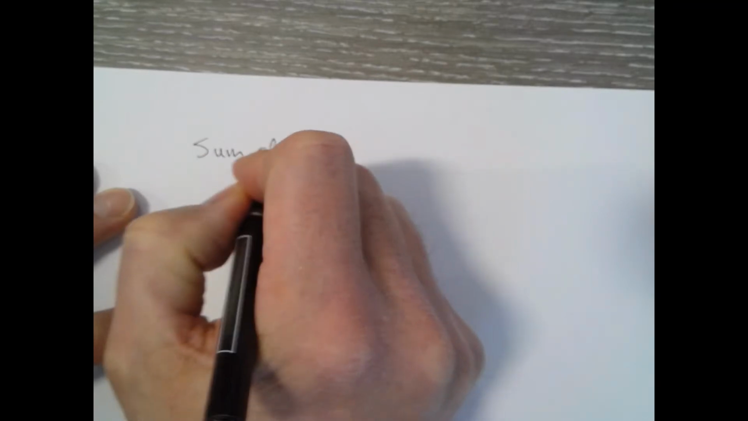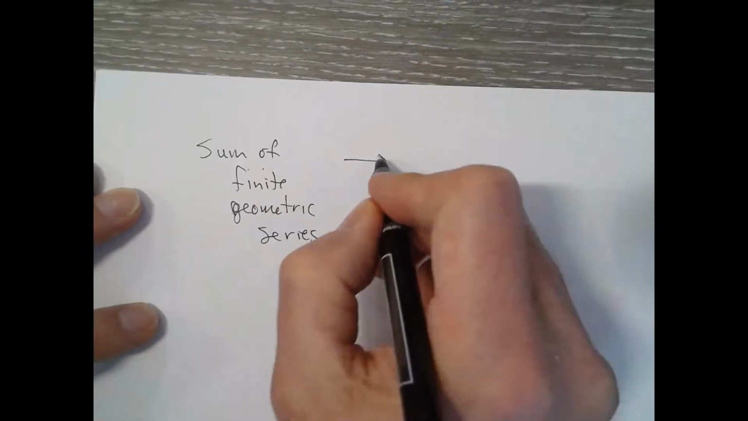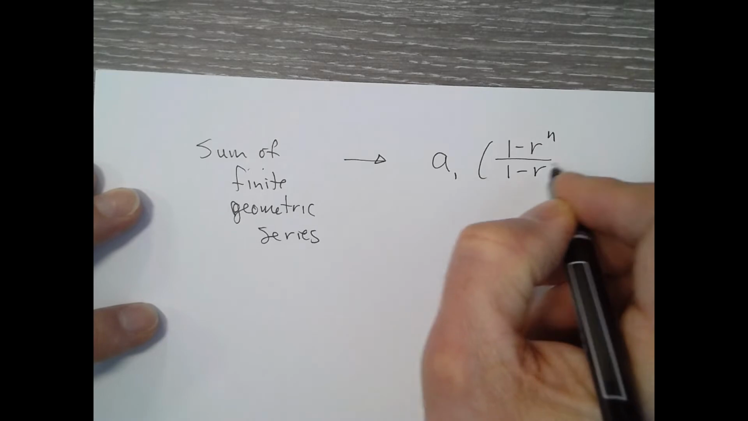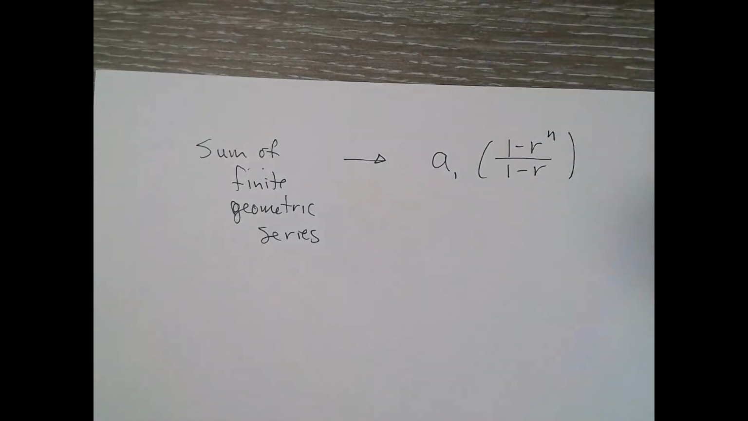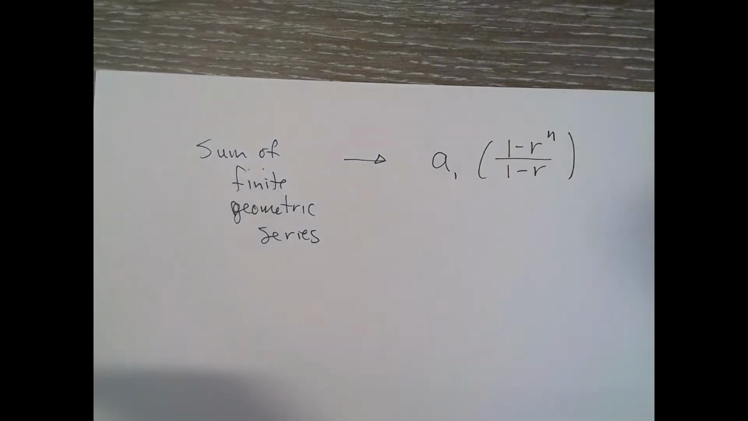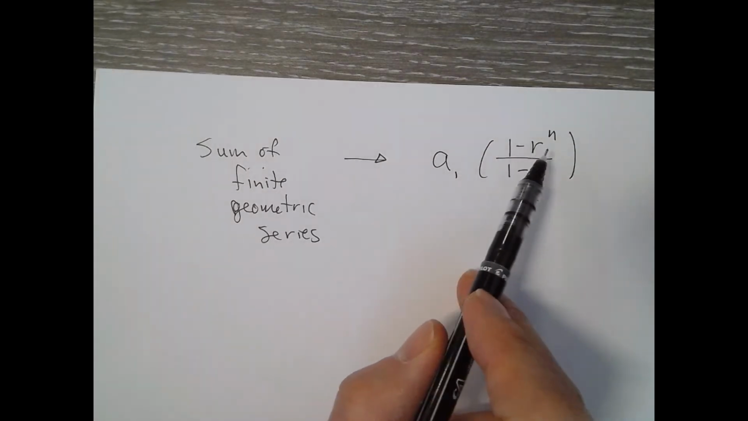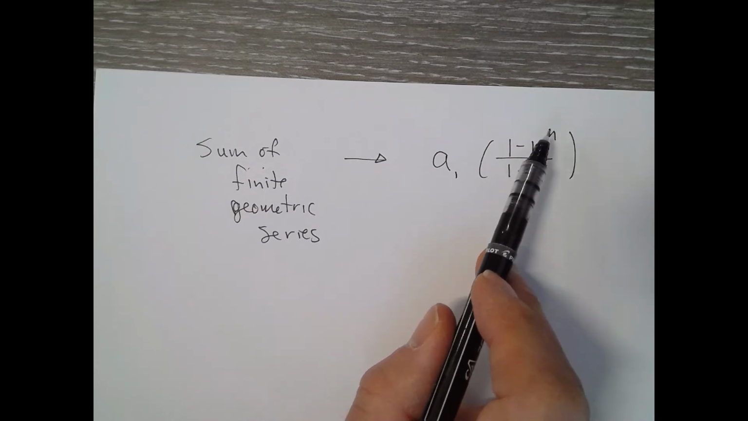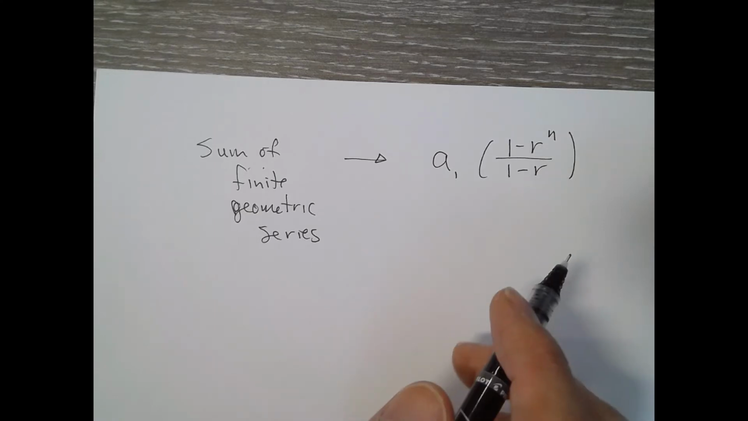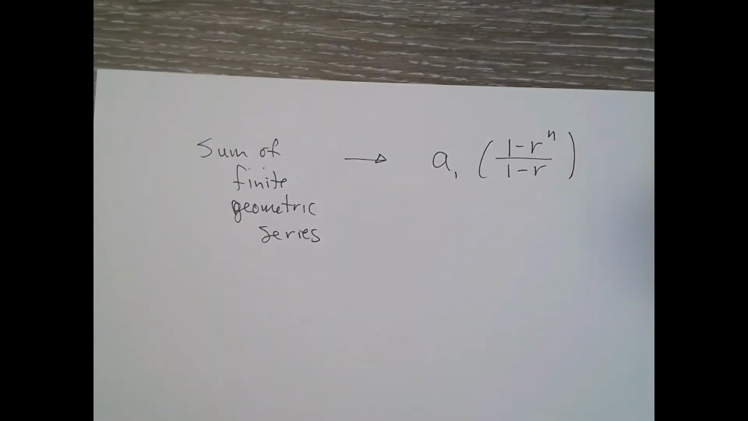So the sum of a finite series is a sub 1 times 1 minus r to the n, over 1 minus r. Now the a sub 1 doesn't necessarily have to be term number 1, it just has to be the first one. So if you started with 0, it'd be the 0 term. Just think of this as the first term, and then r is your common ratio to the n. What is n again? It's how many terms there are, and then it's divided by 1 minus r.